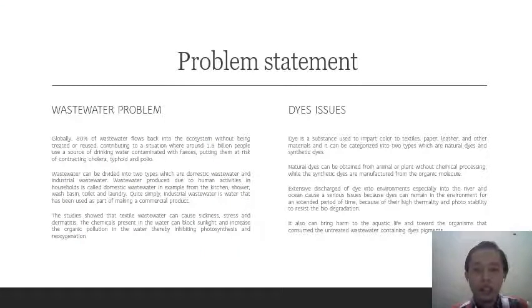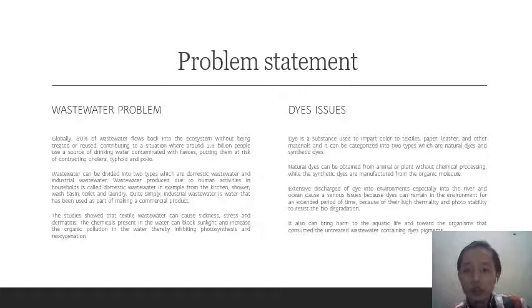The issue related to my research project is wastewater containing dye pigment. Globally, around 80% of wastewater flows back into the ecosystem without being treated or reused, contributing to a situation where around 1.8 billion people use a source of drinking water contaminated with feces, putting them at risk of contracting cholera, typhoid, and polio. Wastewater can be divided into two types, which are domestic wastewater and industrial wastewater.